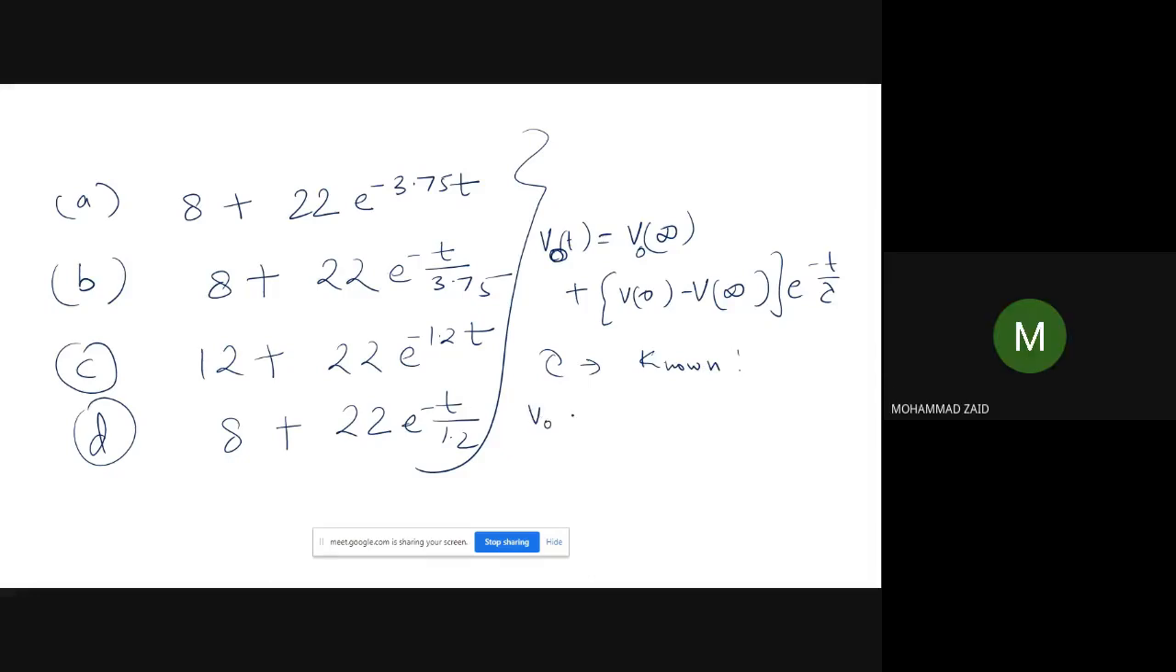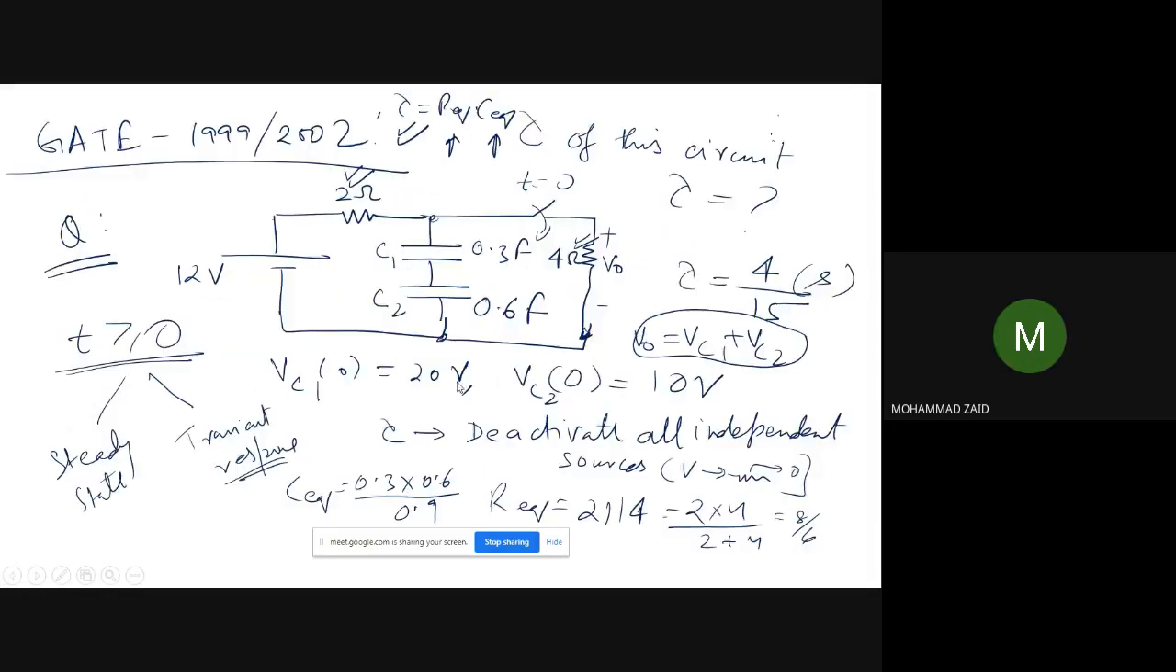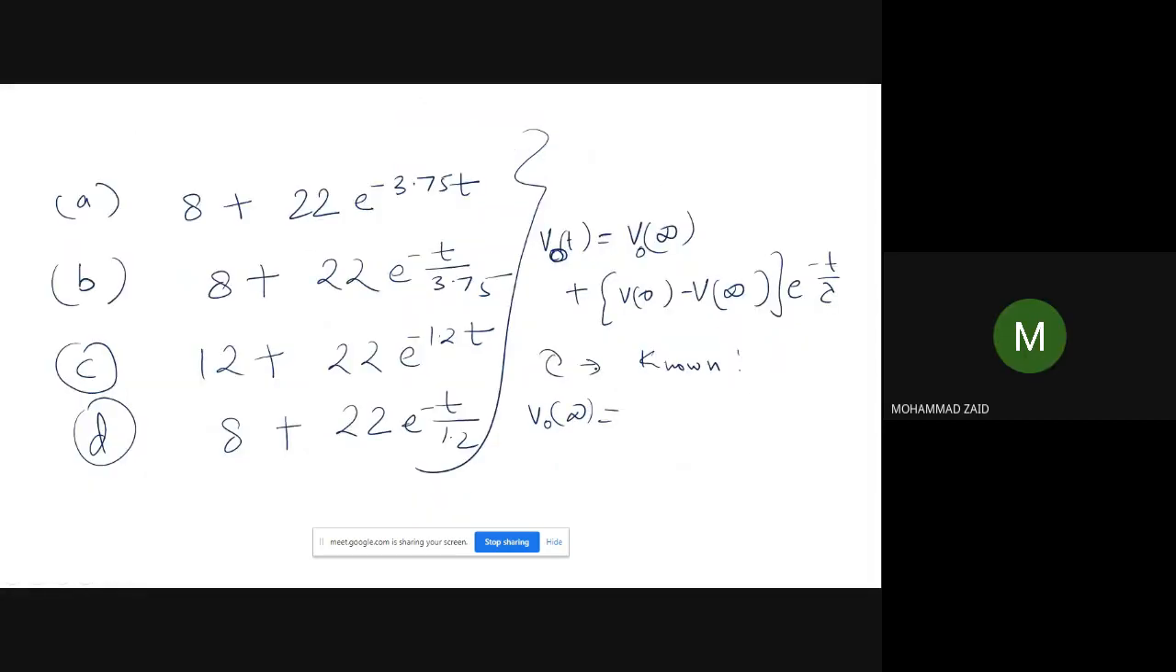Now what will be V0 infinity? V0 infinity will be, when the capacitor gets charged, the voltage across the 4 ohm resistor. So V0 infinity can be found by the formula 4 upon 6 into 12. So this will become 8. The final voltage that will appear across these two capacitances will be 8 volts. So the V0 infinity is 8 volt.